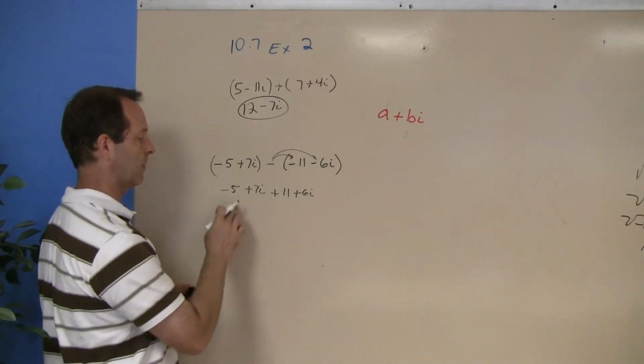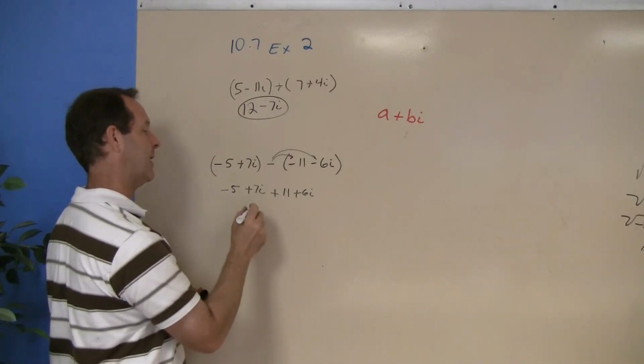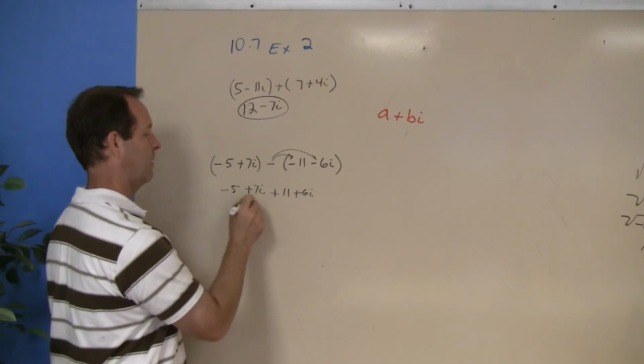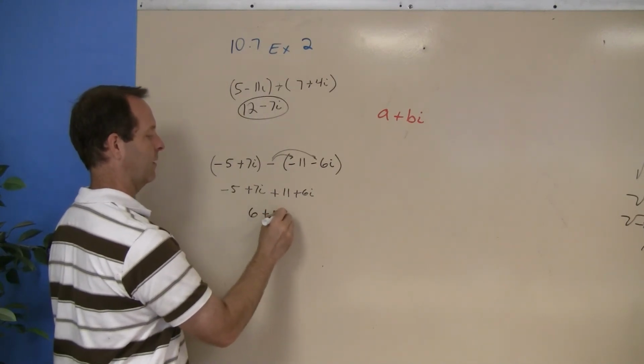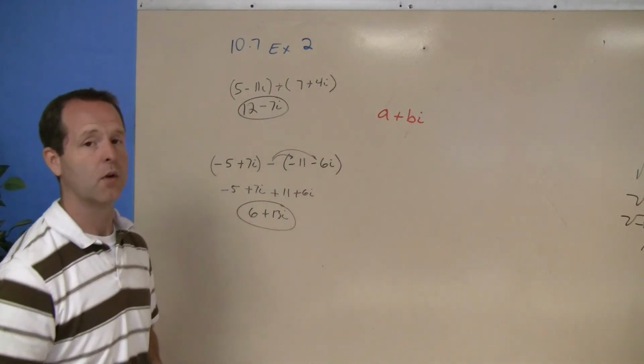Now I can group like terms. Negative 5 plus 11 gives me a 6 plus 13i. And my result there is also a complex number.